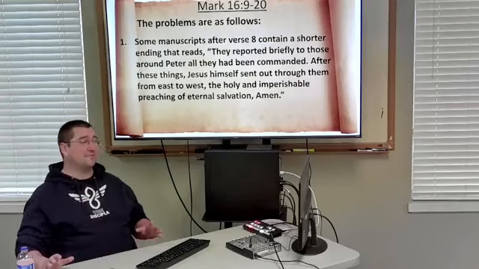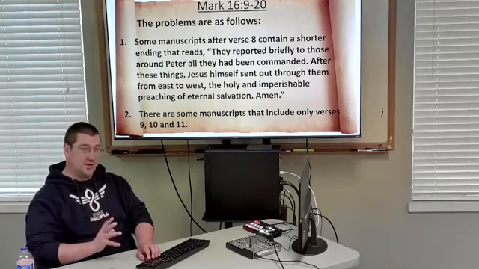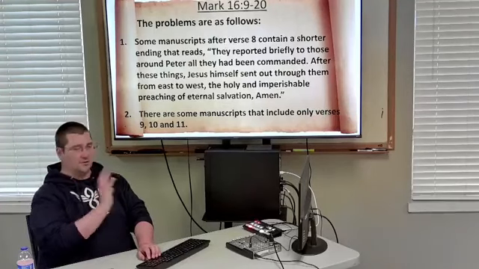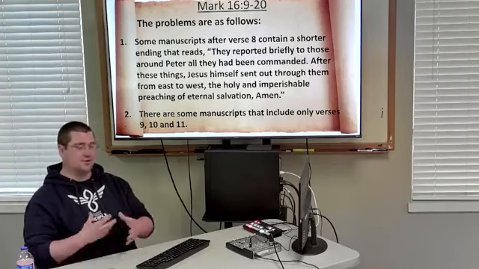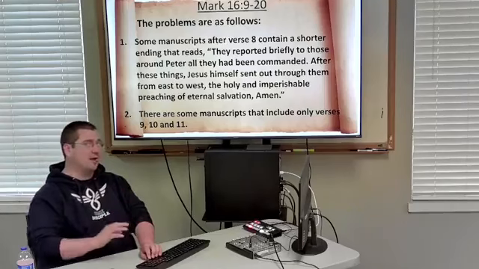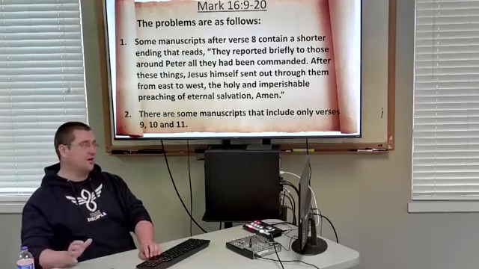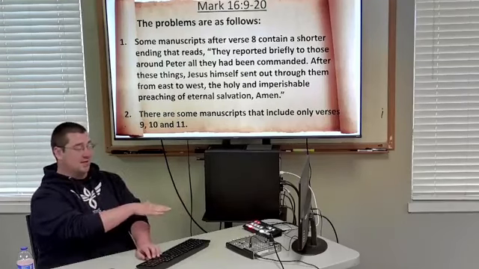Number 2, there are some manuscripts that only go to verse 11. So you have verses 8, 9, 10, 11, the end. And so here there's two different readings so far. And number 1 here, just for the sake of when we get to some of this, as we discuss this in a minute, we're going to call this the shorter ending. So you have the long ending, 9 through 20. Here's the shorter ending. You have this medium ending, through verse 11.